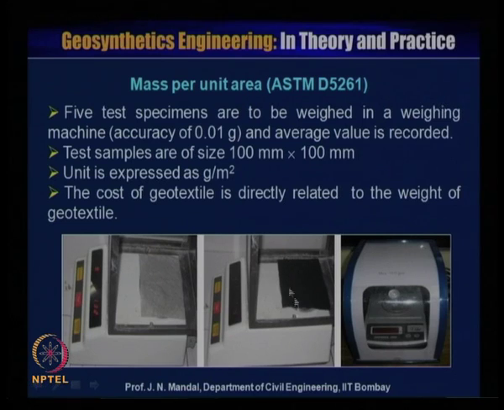This is another type of geotextile material, and you can place it on this machine and find out what the weight is. The accuracy of this machine is 0.01 gram. So it is a very simple test, and you can measure the weight of the geosynthetics material. If you need more weight, the cost of the geotextile will automatically be more.